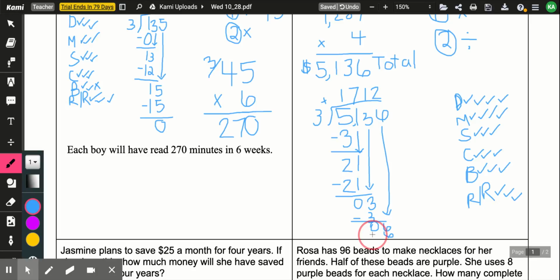And we're going to now subtract. 6 minus 6 is 0. Is 0 less than 3? Yep, it is. Bring down. Oop, we're all done. So that means that 0 is technically our remainder. So our answer is now 1,712.